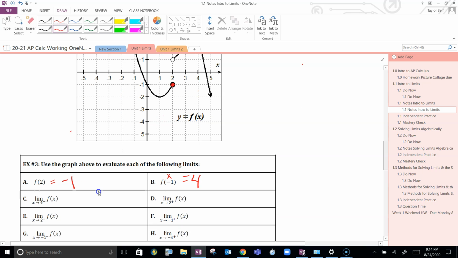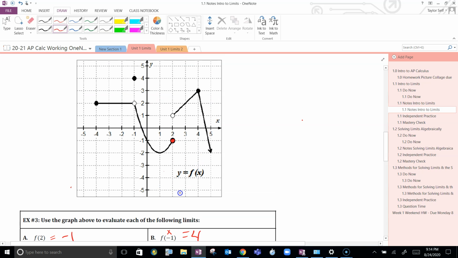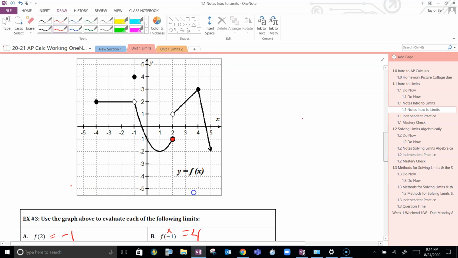Okay, let's keep going. We have the limit as x approaches 4 coming from the left of f of x. So limit as x approaches 4 from the left. So, was it 4 or -4? Sorry. Limit as x approaches +4.